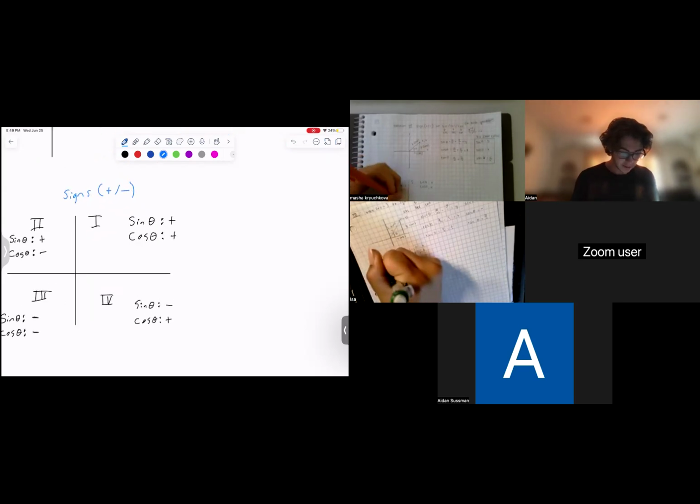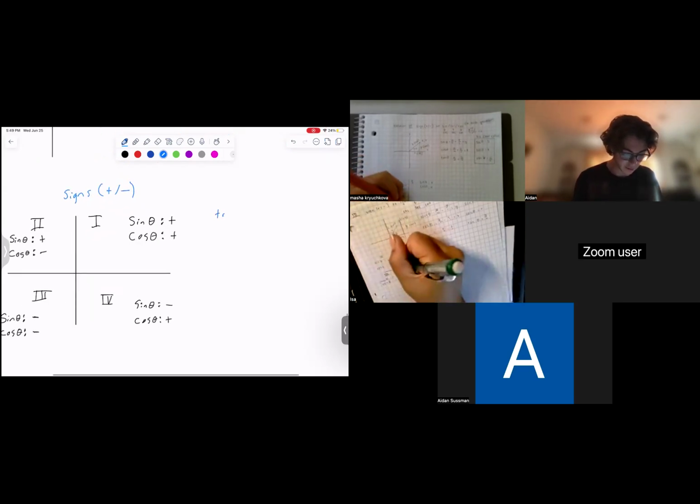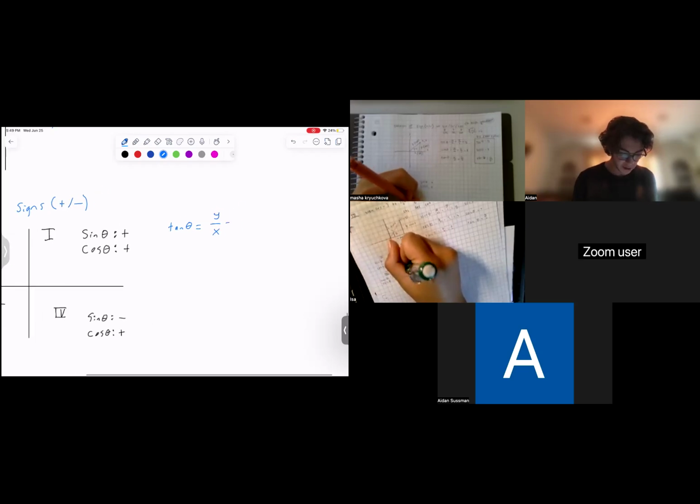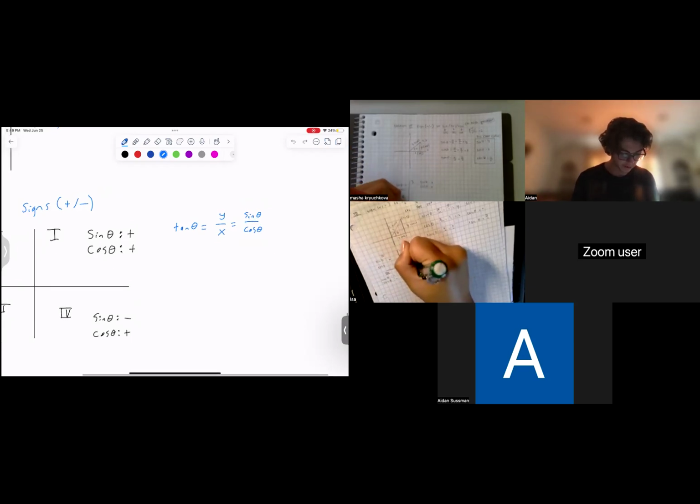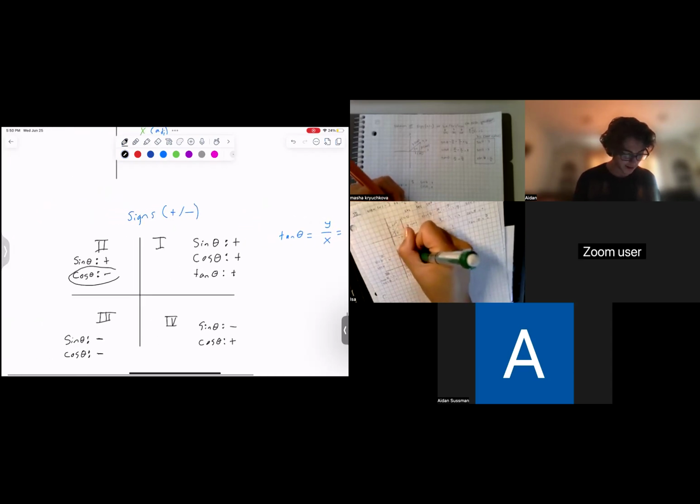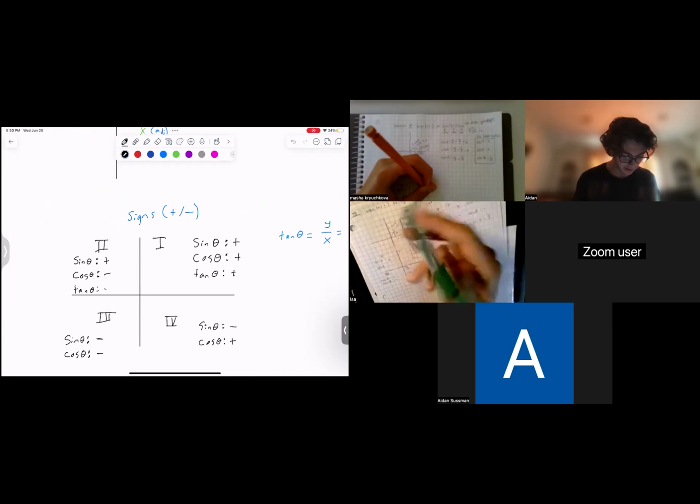Perfect. And let's now ask ourselves about tangent. Now remember, I told you that tangent is equal to y divided by x. But we know that y is just sine of theta and x is just cosine of theta. So it's just sine of theta divided by cosine of theta. Well, if they're both positive, that's a positive divided by a positive. So right here, we know that tangent of theta must also be positive. But over here, one is negative and one is positive. So tangent of theta must be negative.